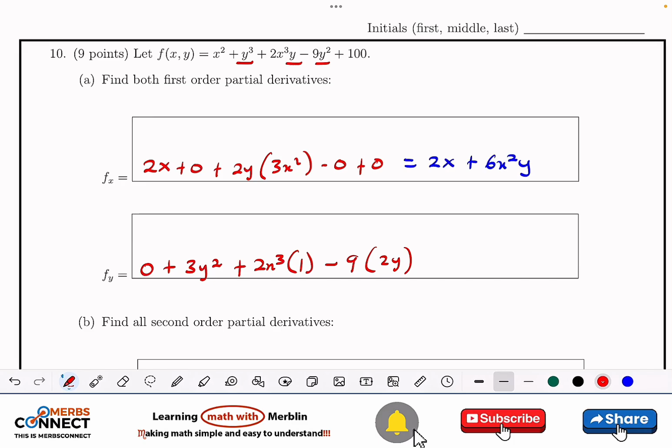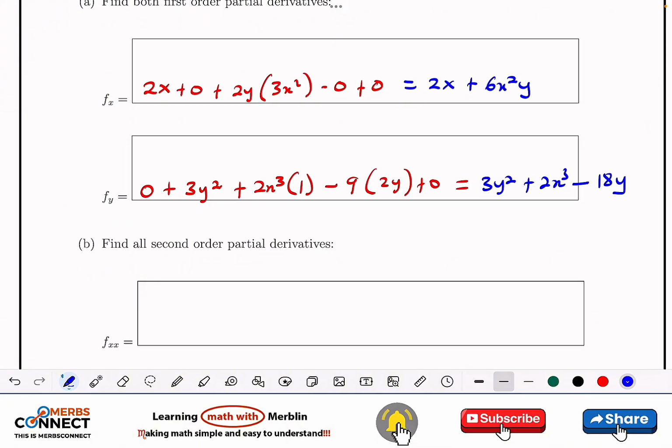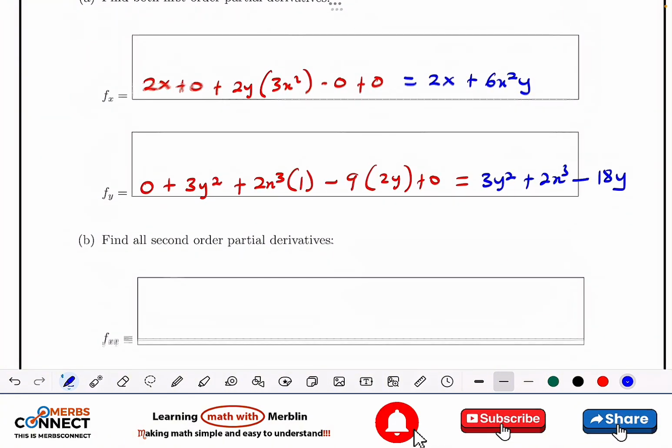So when you are differentiating a y function, you can think of it as differentiating an x function, right? When I differentiate x squared, I get 2x. So when I differentiate y squared, I need to get 2y. Then finally plus 0. So this is equal to 3y squared plus 2x cubed minus 18y. So this is what you're going to get at the end of the day.